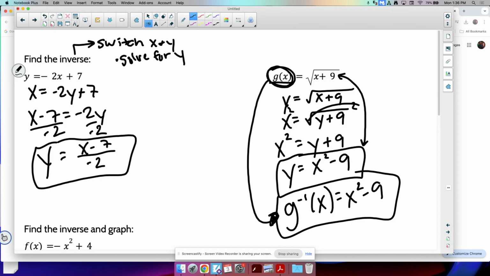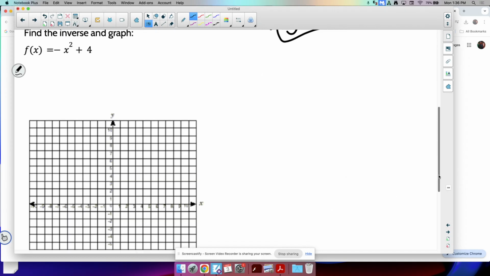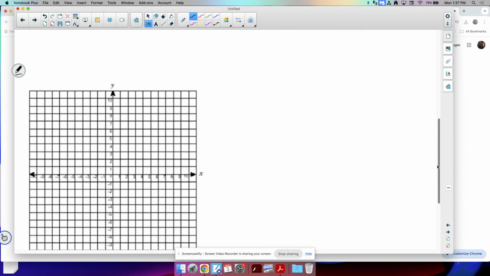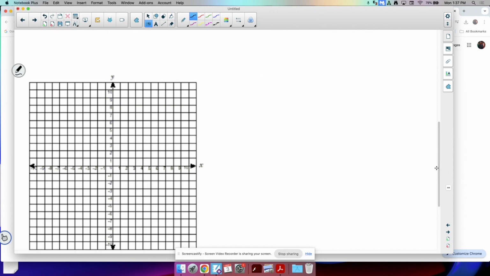Okay, last one. This is like the backside of your homework where you're given an equation and we want to find the inverse and graph both of them. Let's start by just graphing our first function. We haven't graphed anything like this in a while, but it's a parabola. That plus 4, where is it going to move our graph to? Is it in parentheses or at the end by itself? It's at the end by itself, so it's going to go up 4. And then since it's a negative x squared, is this graph going to go up or down?